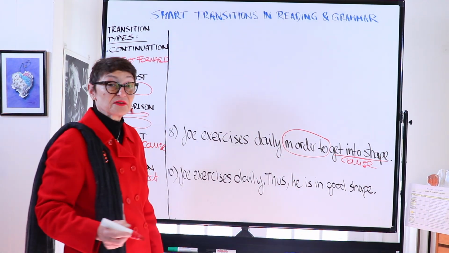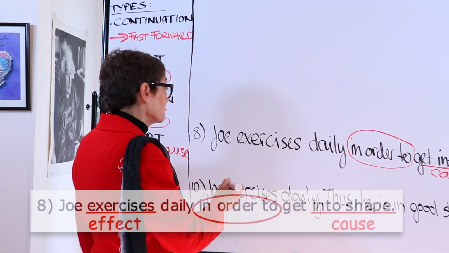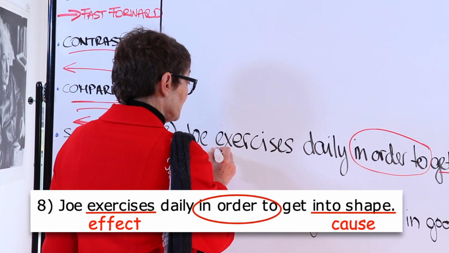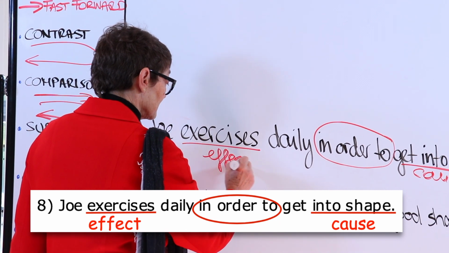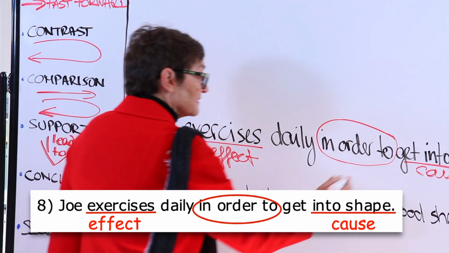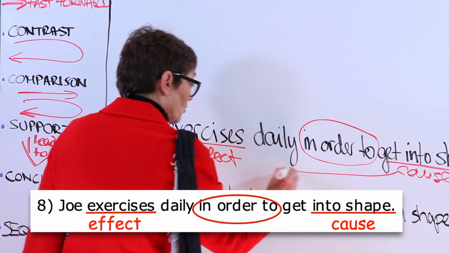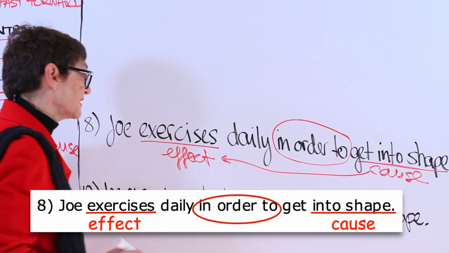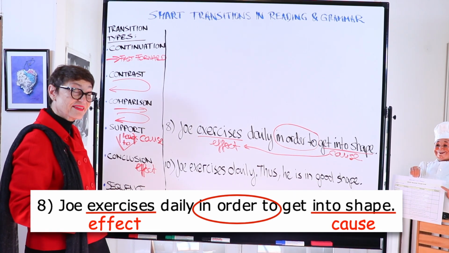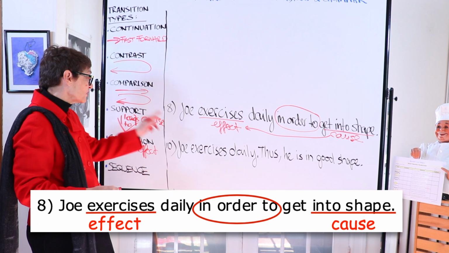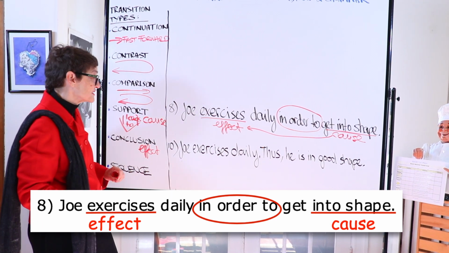So what's the effect? Well, sometimes we say the effect before we mention the cause. And that is the effect. Exercising daily is now the effect. This causes wanting to get into shape causes Joe to exercise daily. Got that? So let's see how that holds up with sentence number 10, where we have the concluding transition.